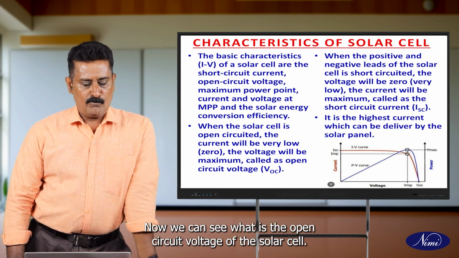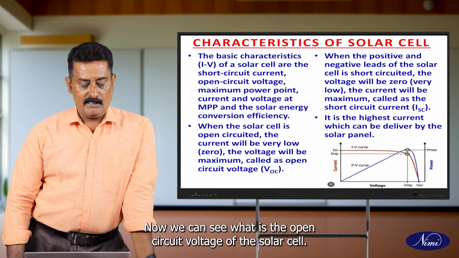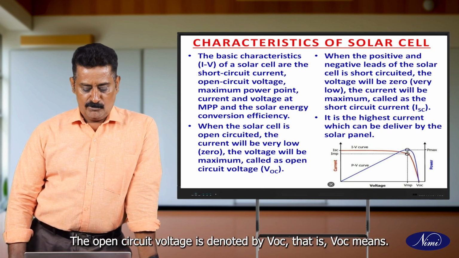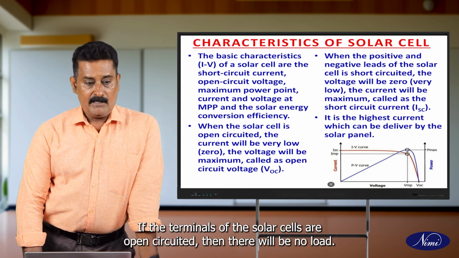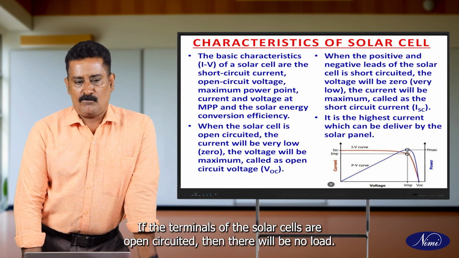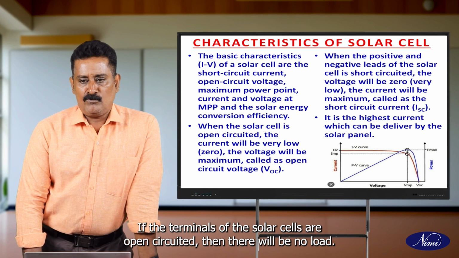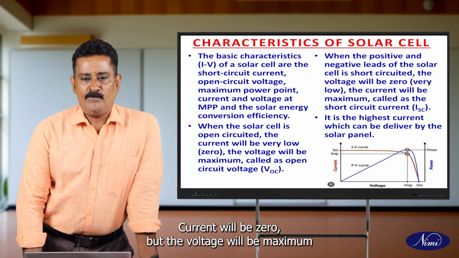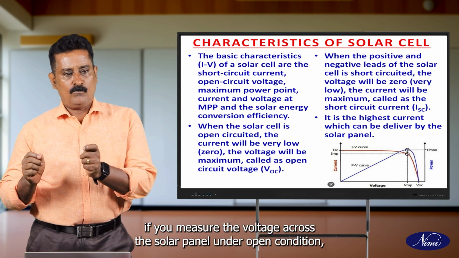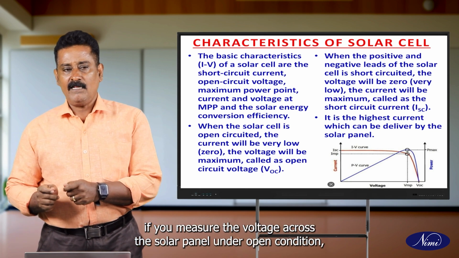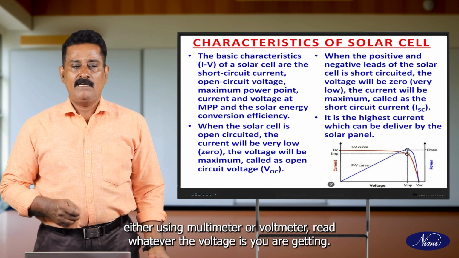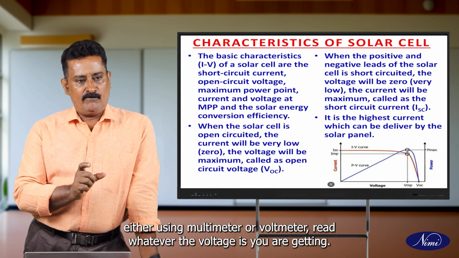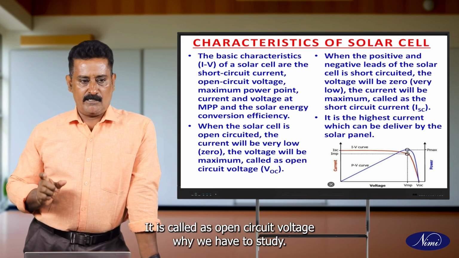Now, we can see what the open circuit voltage of the solar cell is. The open circuit voltage is denoted by VOC, that is, VOC means open circuit voltage. If the terminals of the solar cell are open circuited, then there will be no load, the current will be 0, but the voltage will be maximum. If you measure the voltage across the solar panel under open circuit condition, using either a multimeter or voltmeter, whatever voltage you get is called the open circuit voltage.